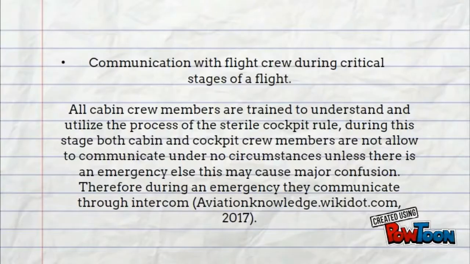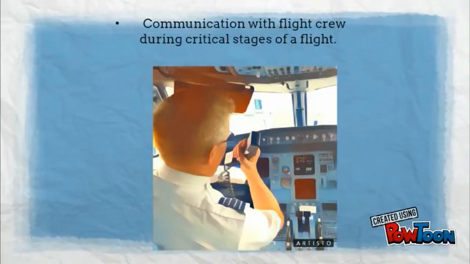Communication with flight crew during critical stages of flight. All cabin crew members are trained to understand and utilize the sterile cockpit rule. During this stage, both cabin and cockpit crew members are not allowed to communicate under any circumstances unless there is an emergency, else this may cause major confusion. Therefore, during an emergency, they communicate through the intercom.